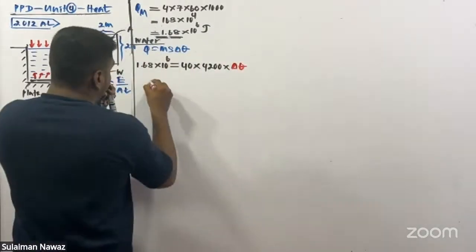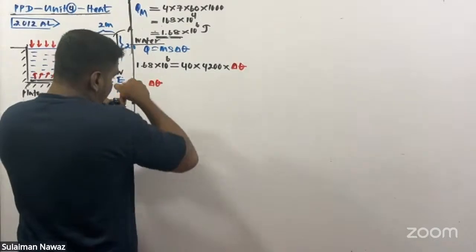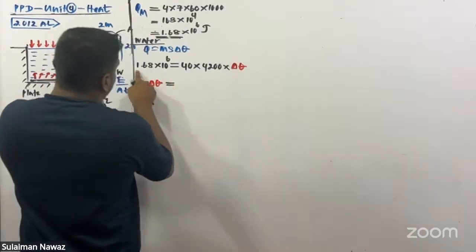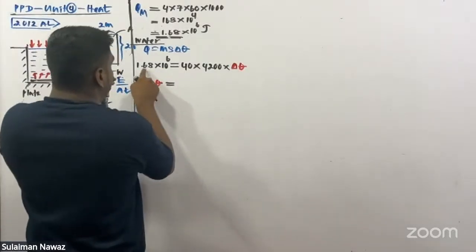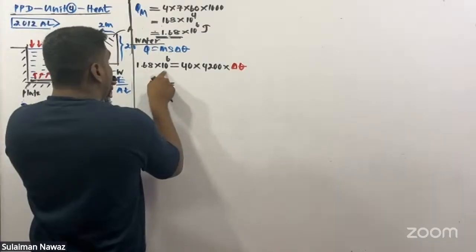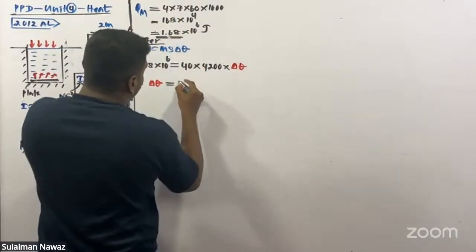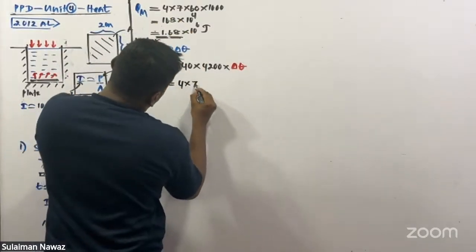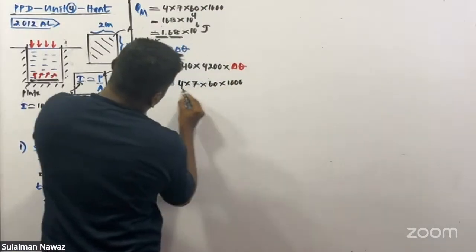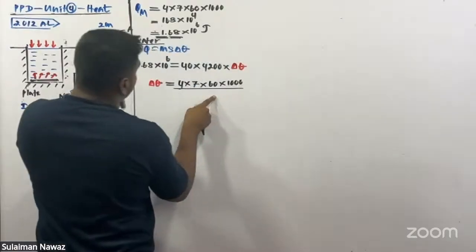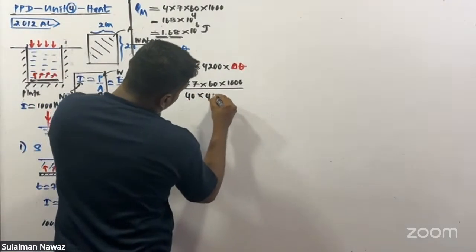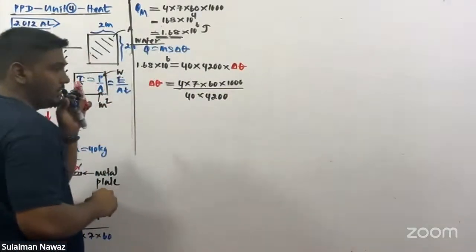Do you get the answer? Just simplify and tell me the answer. Making delta theta the subject, 1.68 into 10 to the power 6 I can write as 4 into 7 into 60 into 1000, over 40 into 4200.